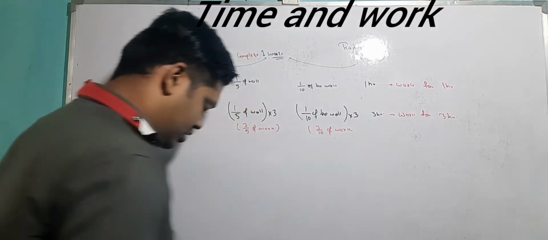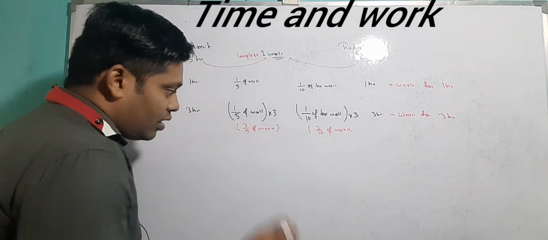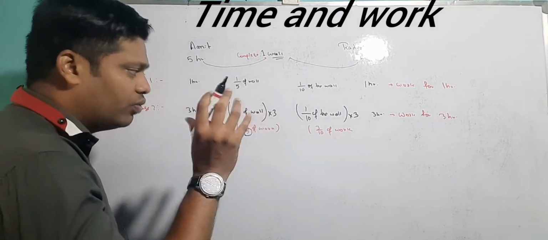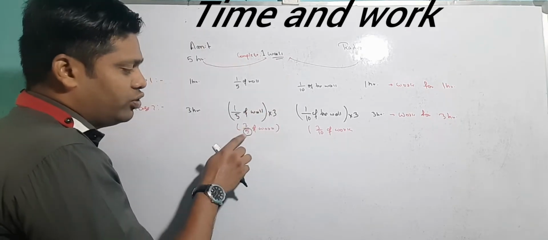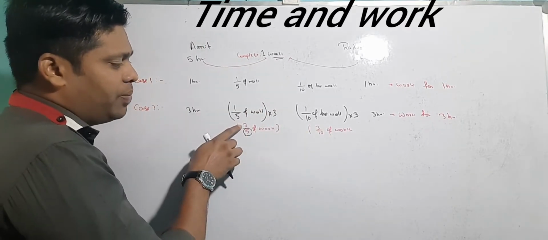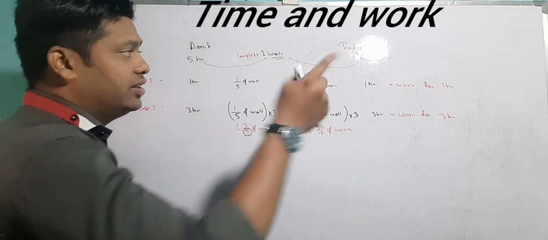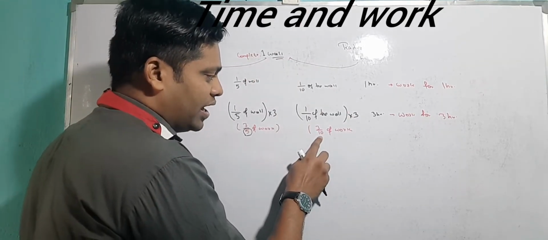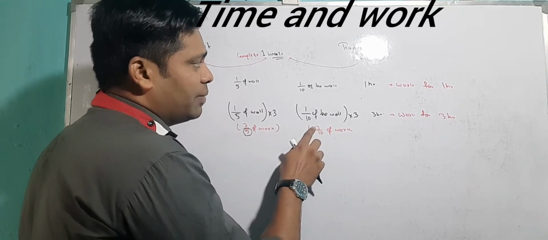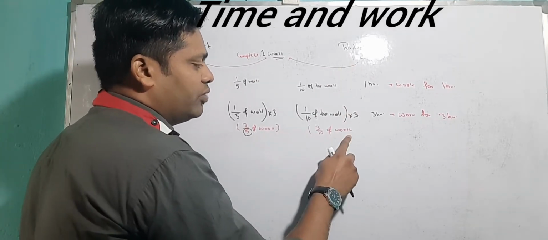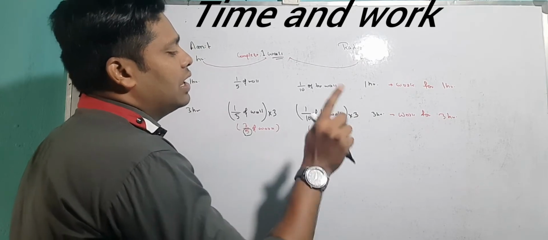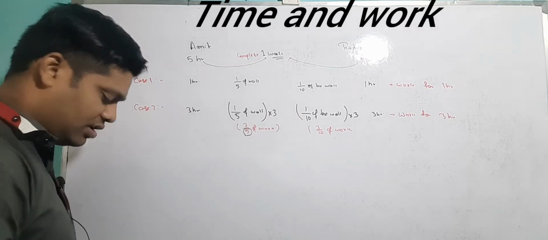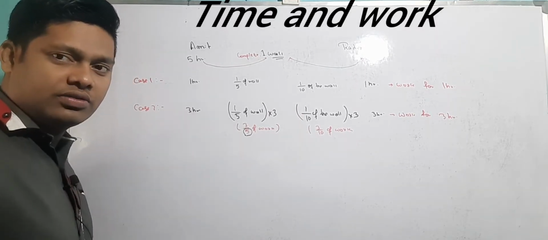Now what does it mean? It means the complete work, that is 1, has been divided into 5 parts. Of that, 3 parts have been done by Amit. And in this case the complete work, 1, has been divided into 10 parts. Of that, 3 parts have been done by Radhesh. Of the complete work, 7 parts are still left. In 3 days this much is the work done by these persons. Clear? Understood up to here, right?